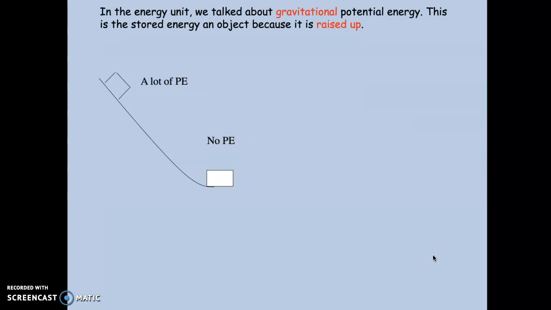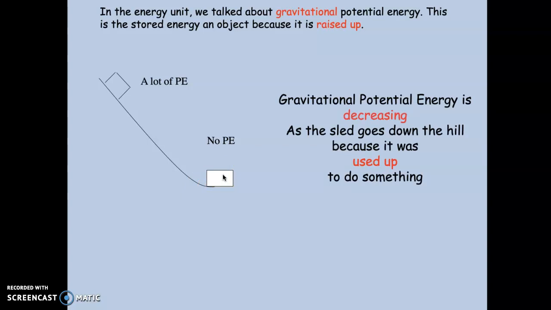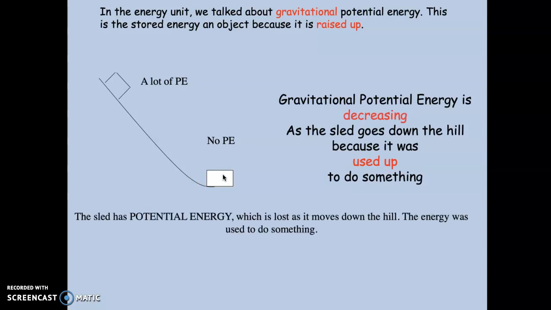So in the energy unit, we talked about potential and kinetic energy. So at the top of the hill, this object has a ton of potential. It's not moving, no kinetic. It's all transferred to kinetic at the bottom. There's no more potential when it's raised up. So as potential energy in gravity decreases, it's used to do something such as move the object, create motion.